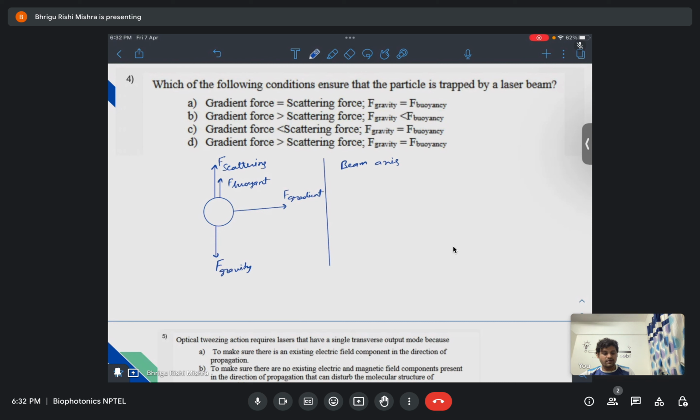So in order to trap the particle by this gradient force, the F gradient should be greater than the F scattering, and this buoyancy force should equal the gravity force. F buoyancy should equal F gravity. So the right answer is option D.